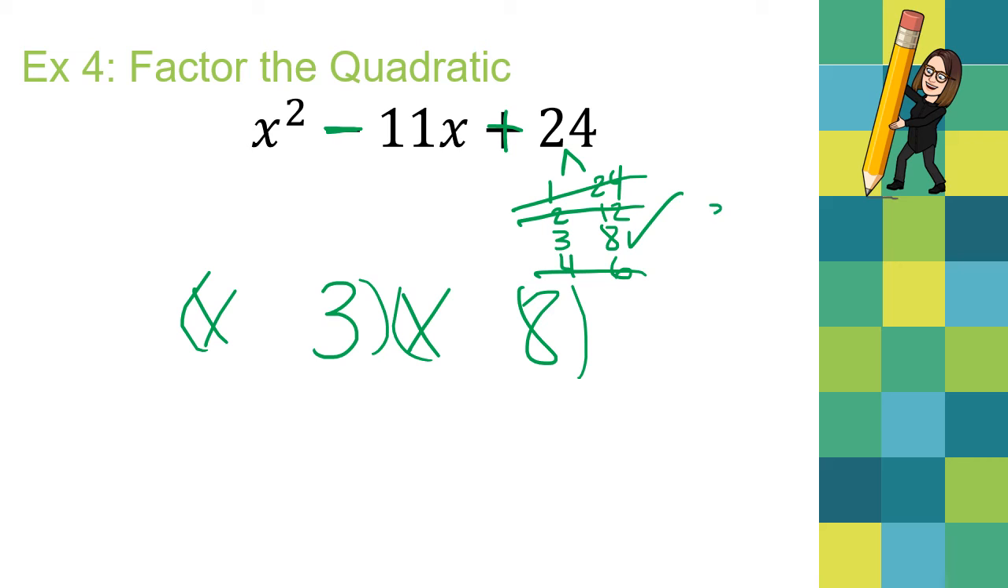Well, let's see. A positive 3 times positive 8 gets me to positive 24. But what else gets me to positive 24? A negative times a negative. If I add 3 and 8, I get positive 11. If I add -3 and -8, -11. So in this case, they're both negative.